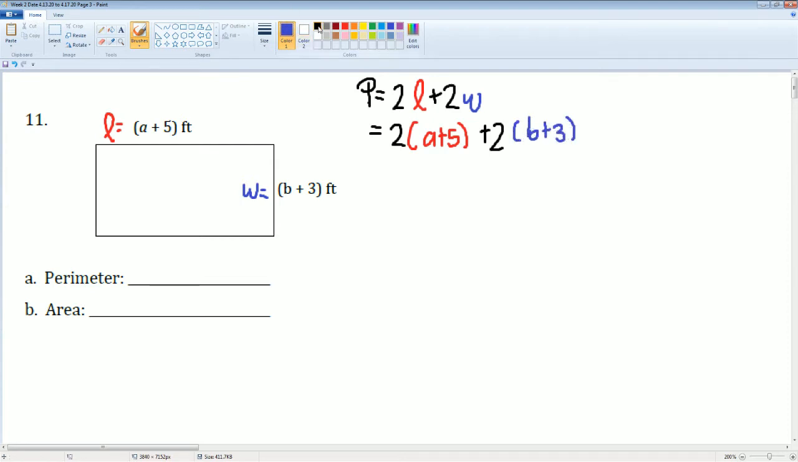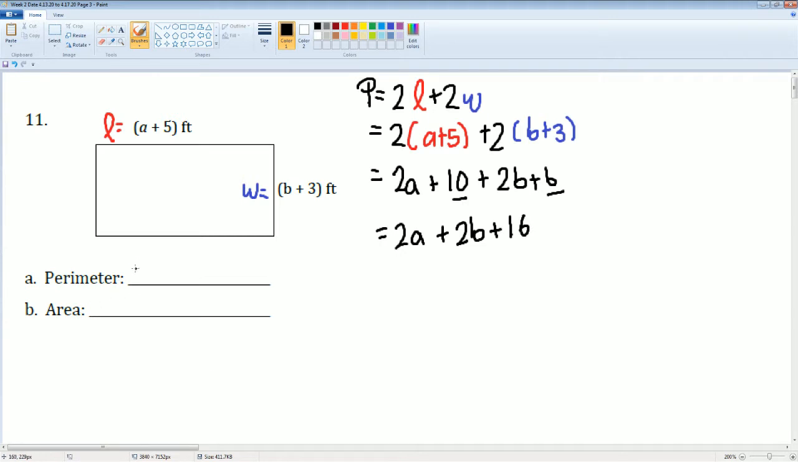We should distribute here. So 2 times a is 2a, plus 2 times 5 is 10, plus 2 times b is 2b, 2 times 3 is 6. There are some like terms that we can combine. 10 and 6 do add, so it's 2a plus 2b, and 10 plus 6 is 16. So the perimeter here is 2a plus 2b plus 16.